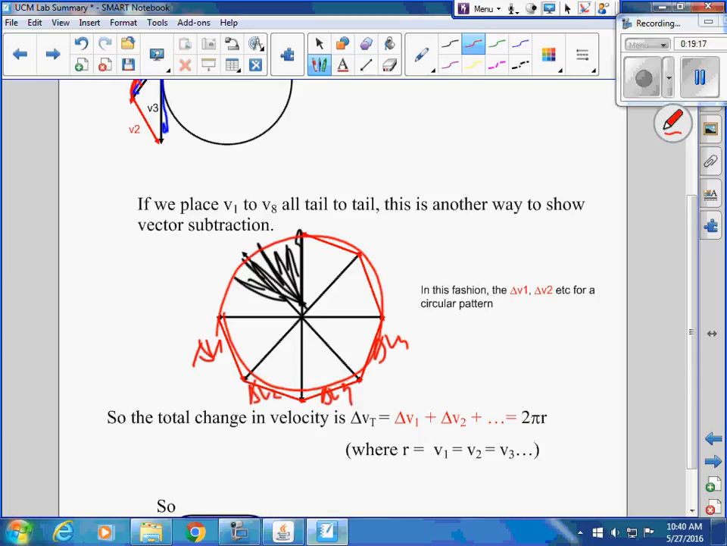So the total change in velocity, delta Vt, is delta V1 plus delta V2 plus delta V3. And because I can think about all those black ones and this red, I guess it's an octagon becoming a circle if I talk about enough of them, delta V1 plus delta V2 and so on is actually the circumference of the red circle. And the circumference of the red circle is 2 pi r, where r is that distance there, which was the velocities, which were all the same.